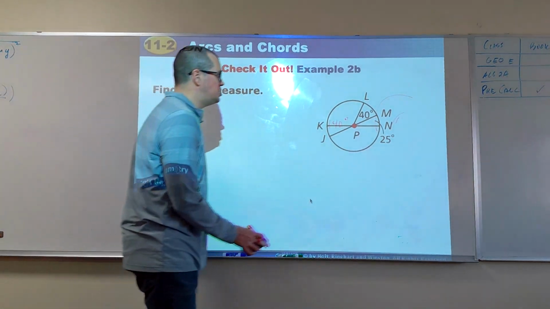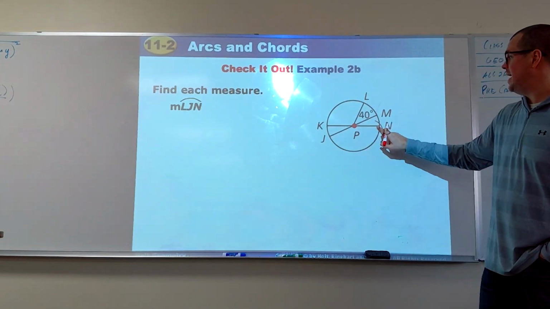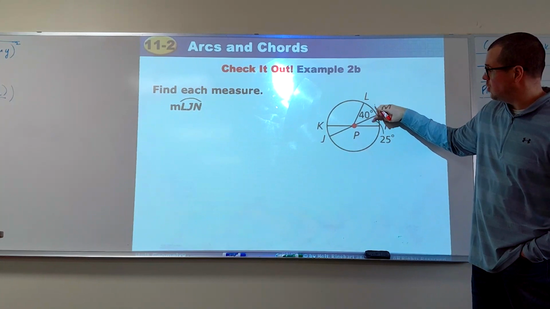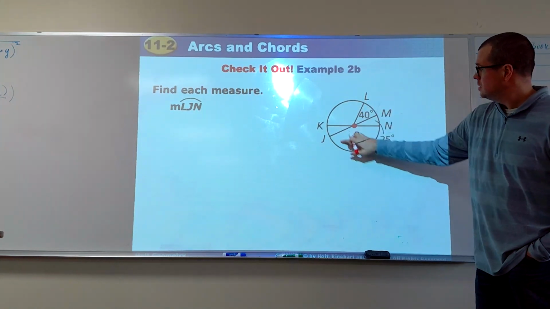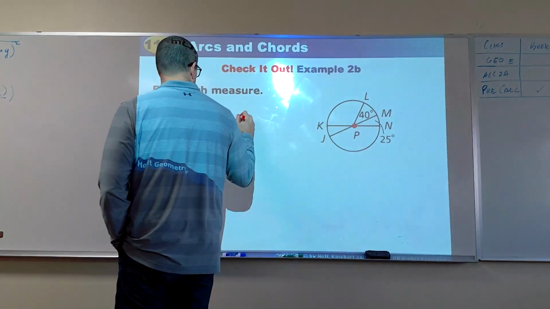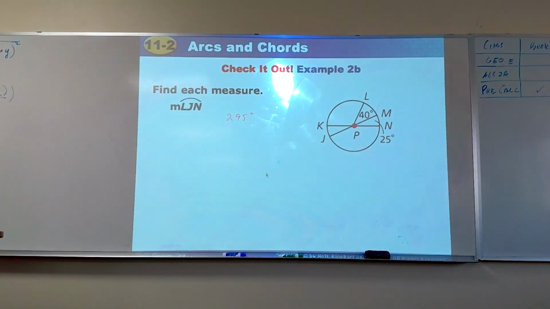What about LJN? This is asking for arc L to J to N. So it wants from here all the way around. Well, I know that 40 and 25 is that. So if we subtracted that from 360, 295 degrees. Follow the letters, figure out what you're looking for.